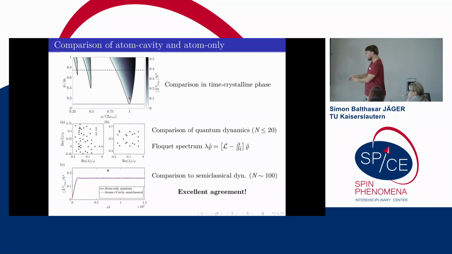This is the dynamical plot, so this is time, and this is the superradiant order parameter over here. The atom plus cavity semi-classical dynamics is visible as a dashed line, while the atom-only quantum dynamics is visible as a black line. And you see they both overlap extremely well. And this is in a superradiant phase, so this is actually a macroscopic coherence, and still we find very good agreement with the atom-only description.